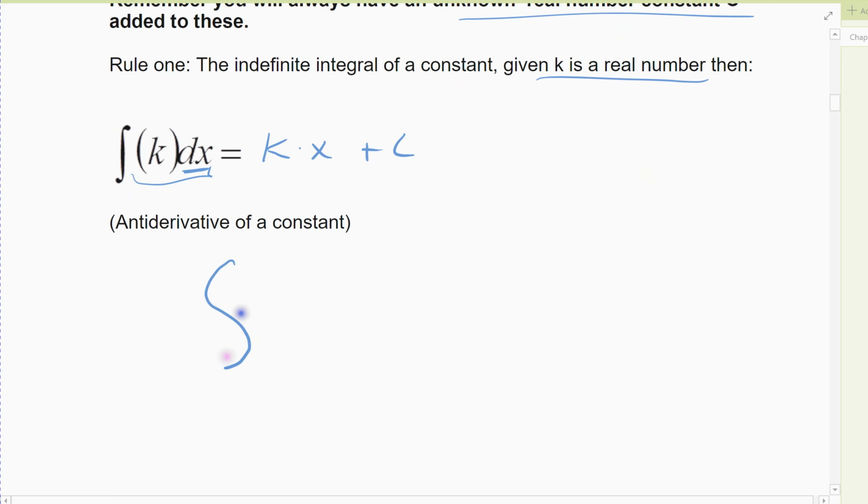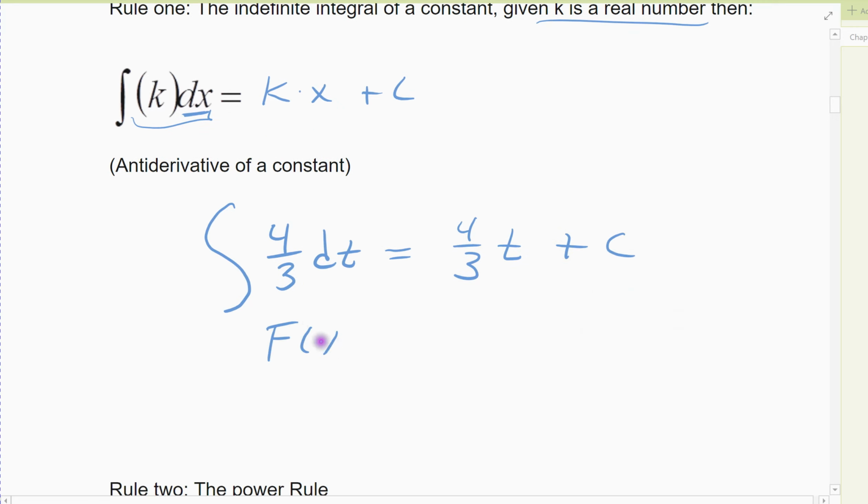An example of that would be something like the antiderivative of 4/3 dt. So t is my variable, and the antiderivative of that would be 4/3, the constant, times t, the variable, plus some other constant here. If you take the derivative of my capital F of x, 4/3 t plus C, I do get my 4/3 back, my original expression. So if I have just a constant inside, the rule is it's that constant times the variable part. The dt tells me what my variable part is.